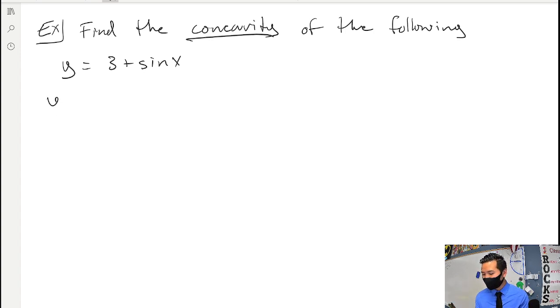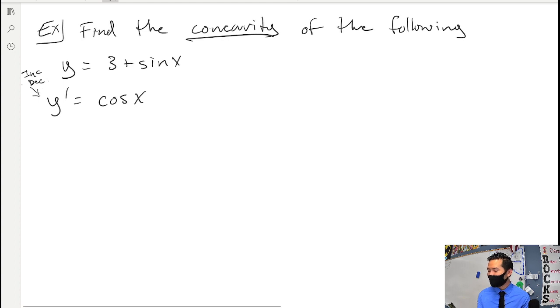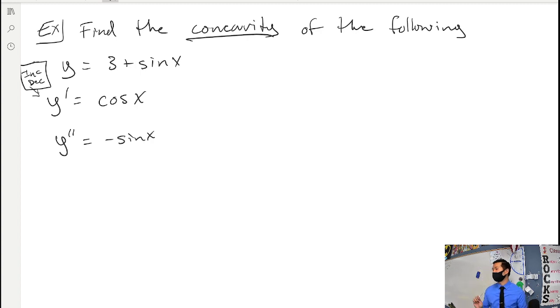So first, what's the first derivative of this function? Cosine of x, very good, because the derivative of 3 is 0 and the derivative of sine is cosine. If I was looking for increasing and decreasing, I would start here. This would tell me when it's increasing and when it's decreasing. That's what the first derivative is for. Second derivative, though, let's do that real quick. What's the derivative of cosine? Negative sine of x. This is going to tell us when it's concave up and when it's concave down.